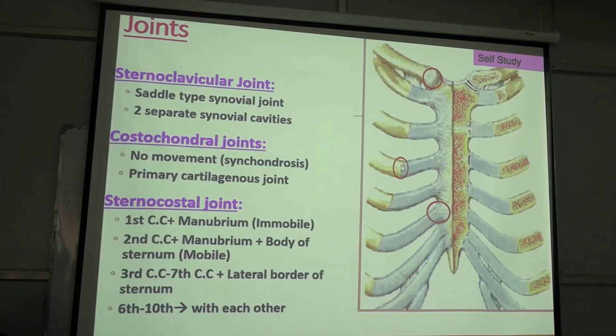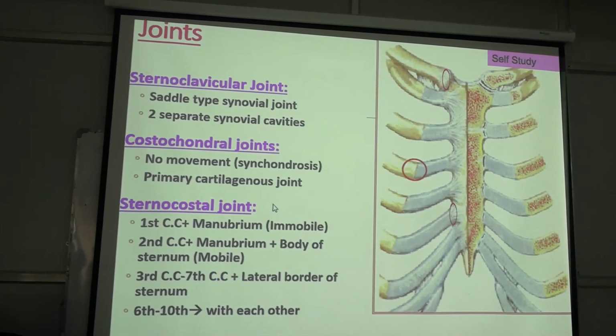So these joints are prone to inflammation, and this inflammation we call costochondritis, which is inflammation of the costochondral joints. Costochondritis commonly presents with chest pain, and if you press on these joints, it is very painful. This is very clinical; frequent visitors will present with costochondral joint inflammation, costochondritis.